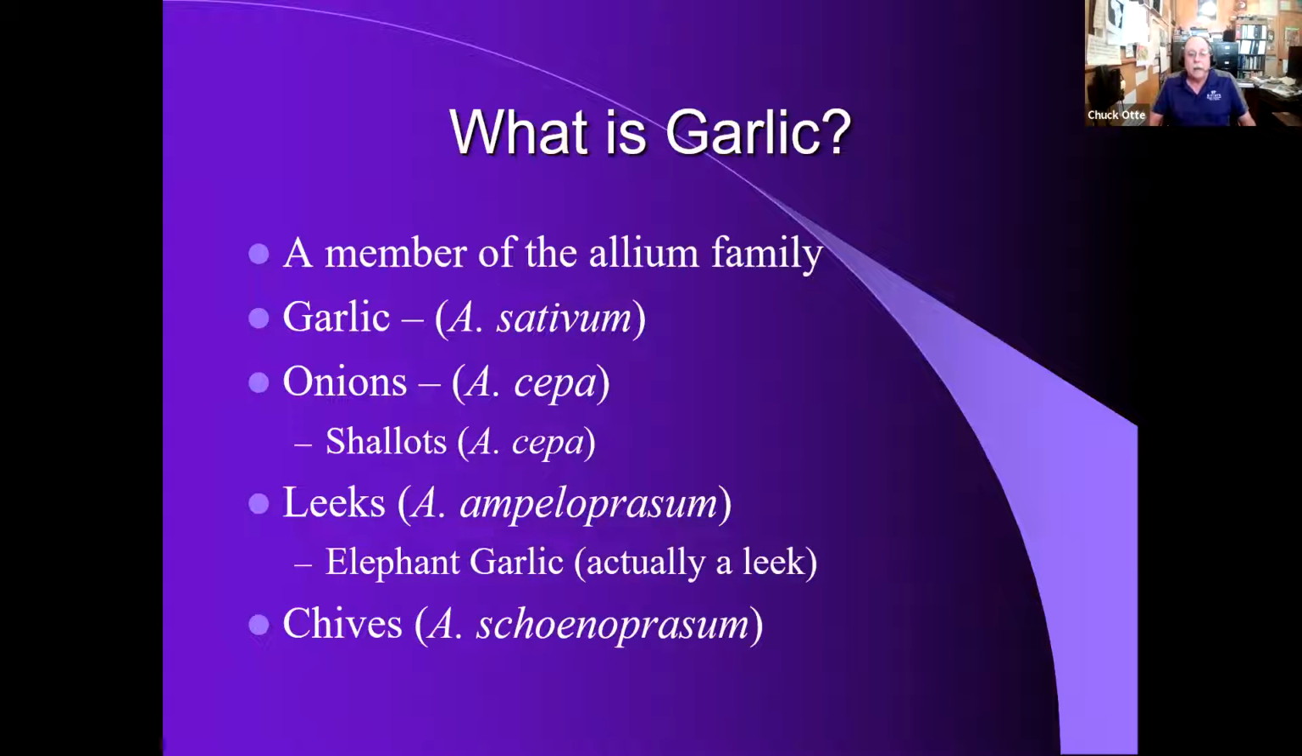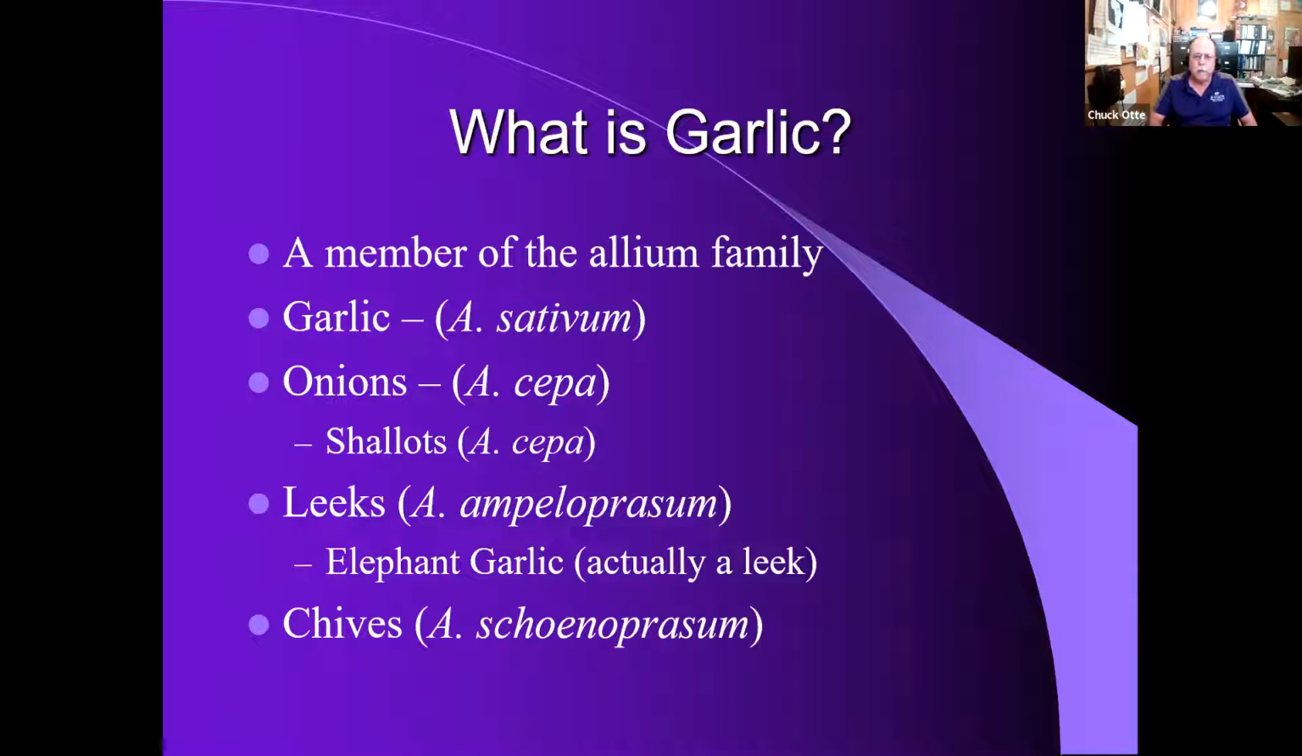Garlic is a member of the allium family, Allium sativum, or sativum. My Latin isn't that great. Same family that has onions, and shallots are just a type of onion. But shallots, like garlic, are normally planted in the fall. Leeks, and elephant garlic is actually a leek. It is not true garlic at all. So I'm actually not going to be talking about elephant garlic today, but the culture is pretty much the same. And then chives. Worldwide, there are over 700 species of allium.